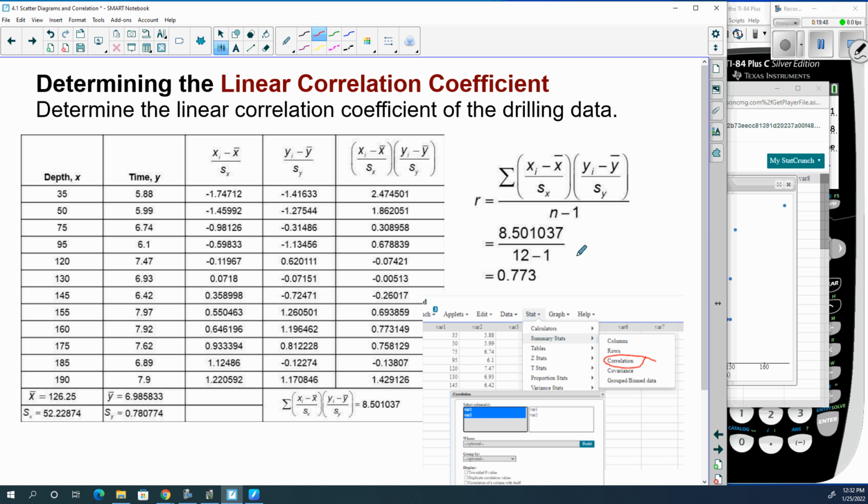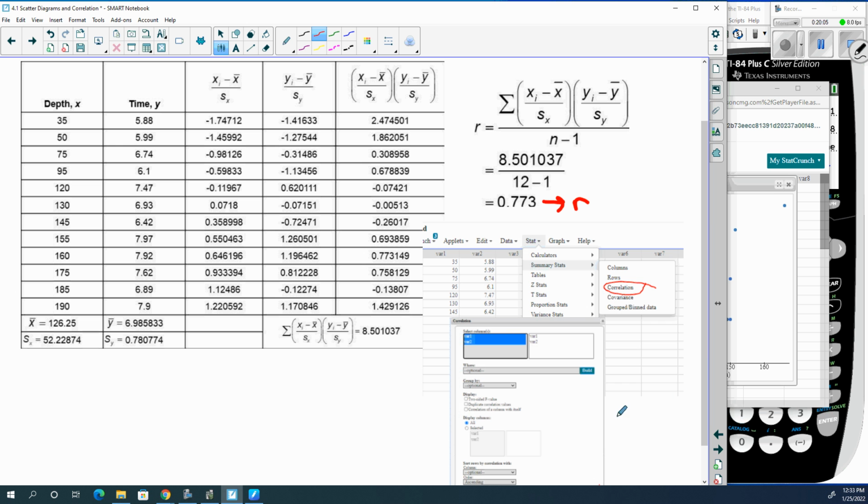Okay, so this is what I had already just shown in StatCrunch. So remember to get your r. From this data set, the r was 0.773. Again, we hit Stat, then Summary Stats, Correlation, and then you select both your variables, and you can compute your correlation.